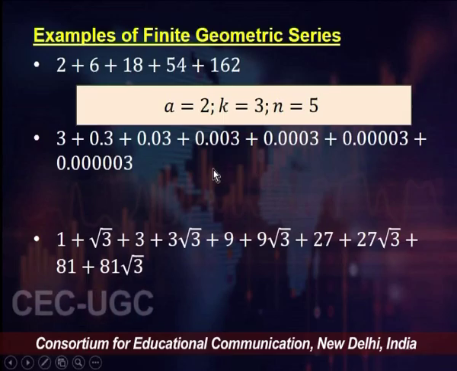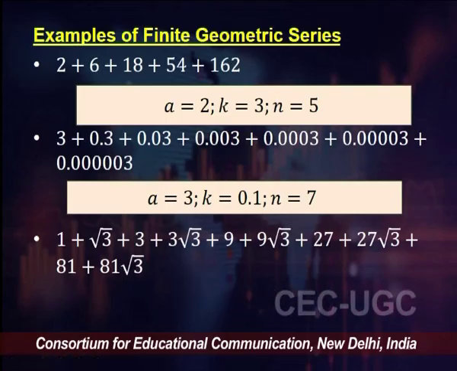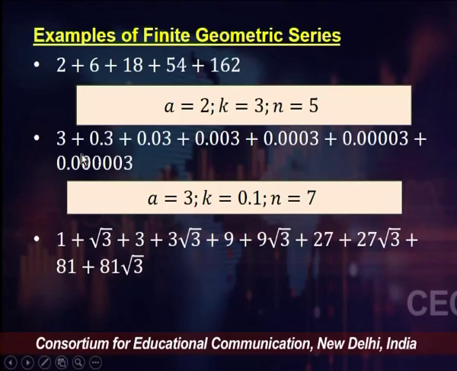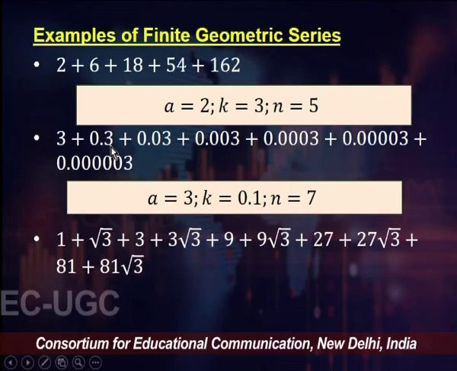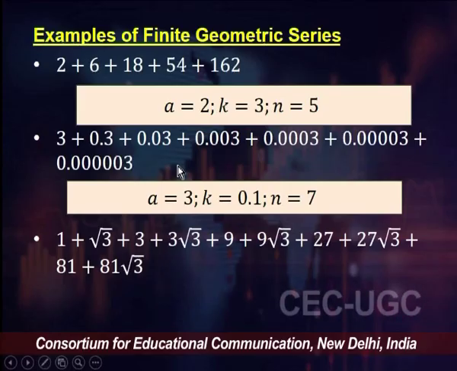Then look at the second series. In the second series, we have the first term as 3. The common ratio is 0.1. So, you can see here, if I multiply 3 with 0.1, I get the next term, which is 0.3. I multiply 0.3 with 0.1, I get the next term, which is 0.03. So, the common ratio is 0.1, and as you can see here in this series, we have 7 terms.